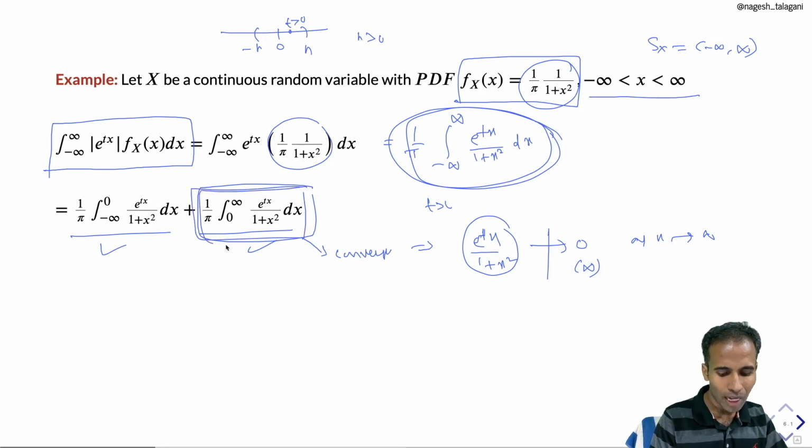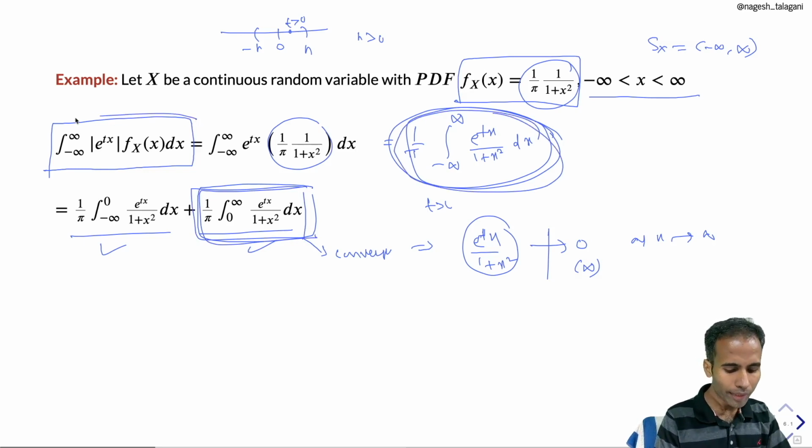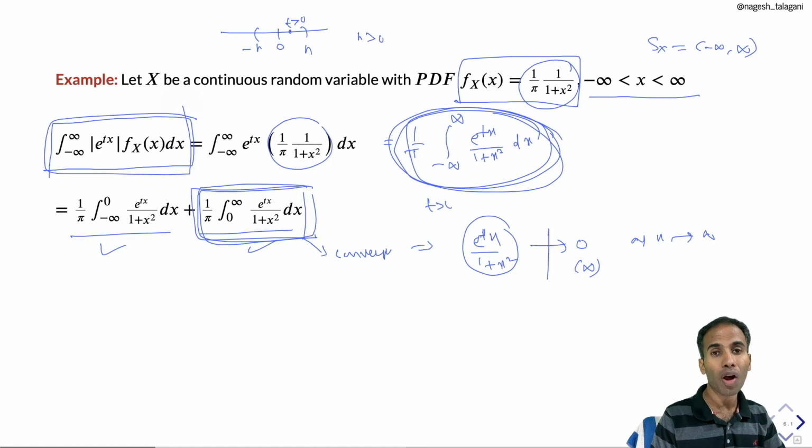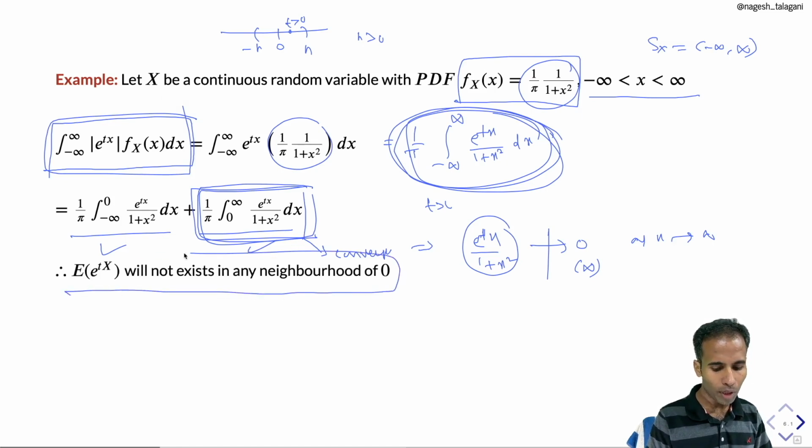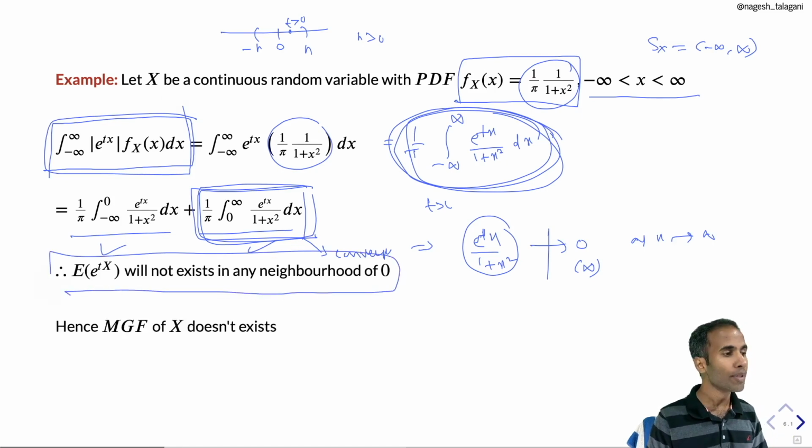So that means this diverges, so this diverges. So this integral will not converge for all t in any neighborhood of 0. Therefore, expectation e power tx will not exist in any neighborhood of 0. Hence, MGF of x doesn't exist. Okay, so fine. Let me clear this.